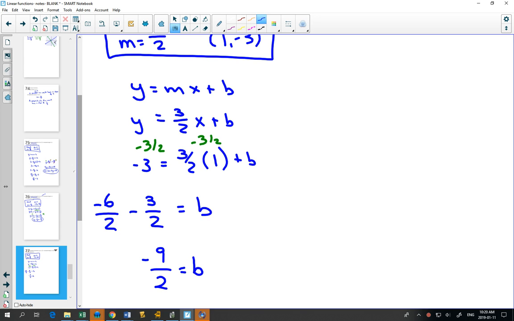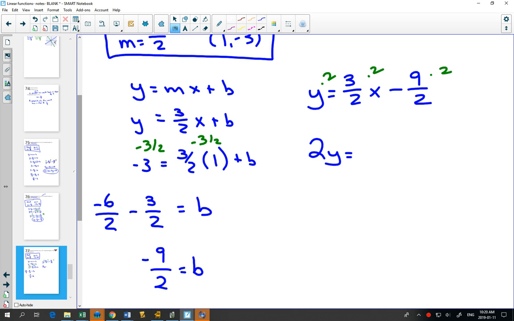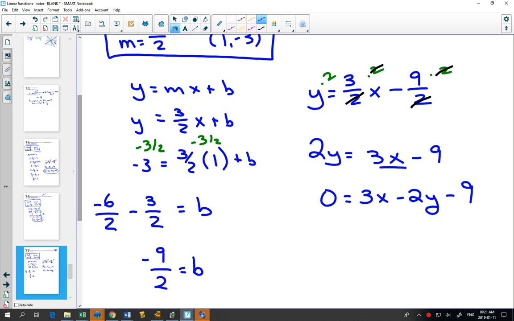Now that you've got that, you can write y equals mx plus b. This one asked for general form, so we're going to multiply everything by 2 to get rid of fractions. 2y equals, the 2's here will cancel, the 2's here will cancel. 3x minus 9, 0 equals 3x minus 2y minus 9.